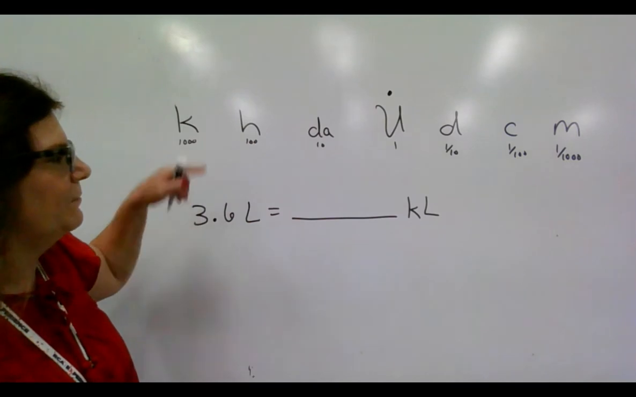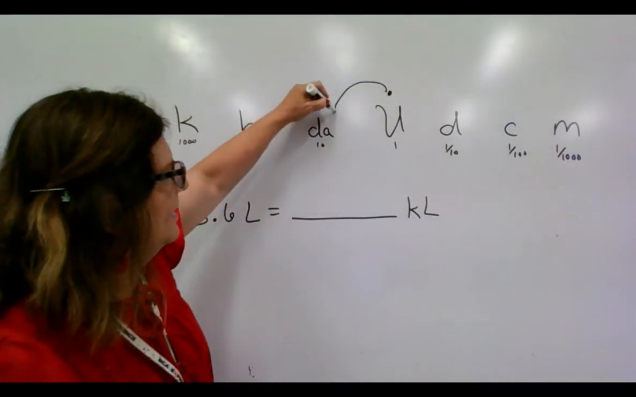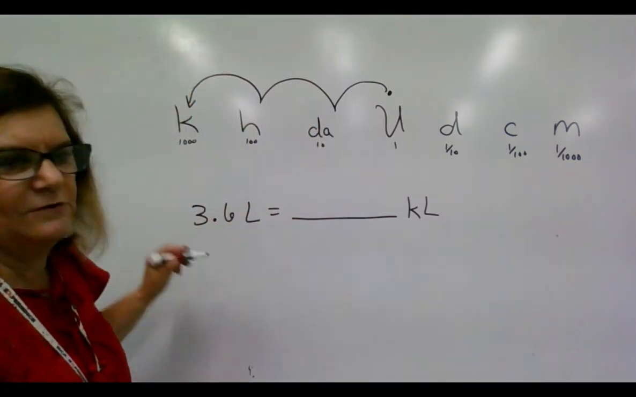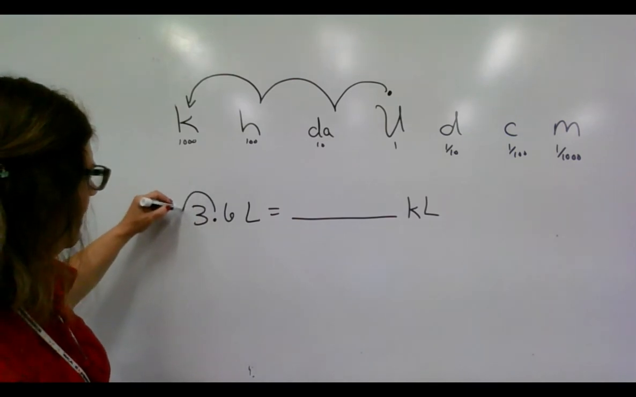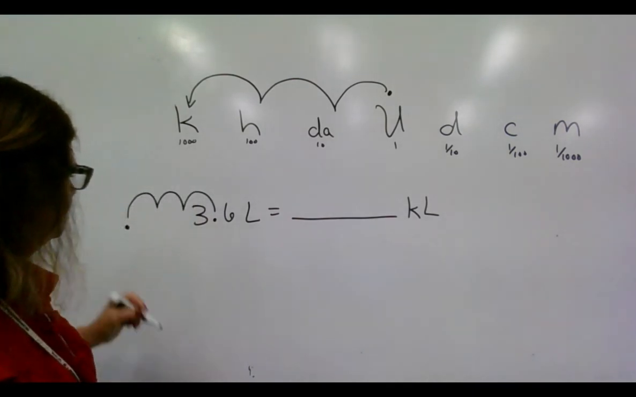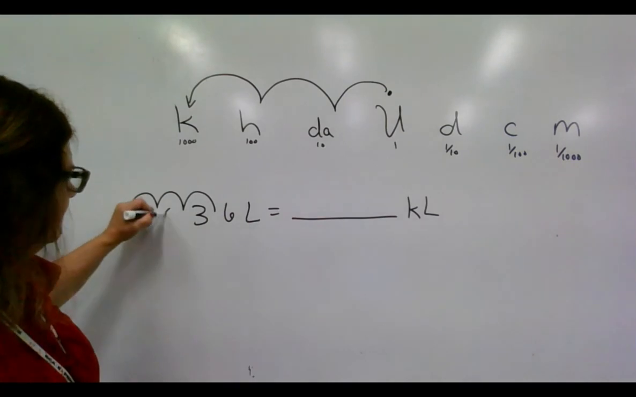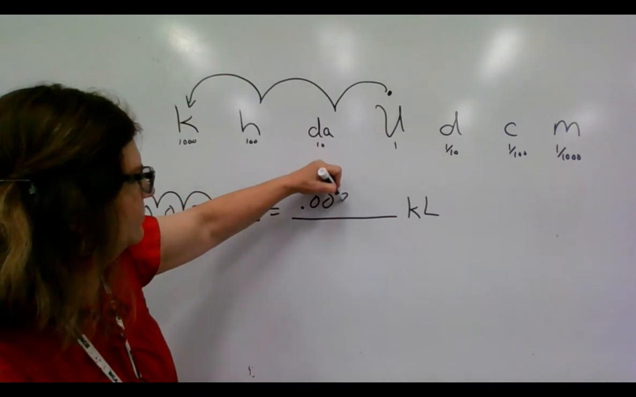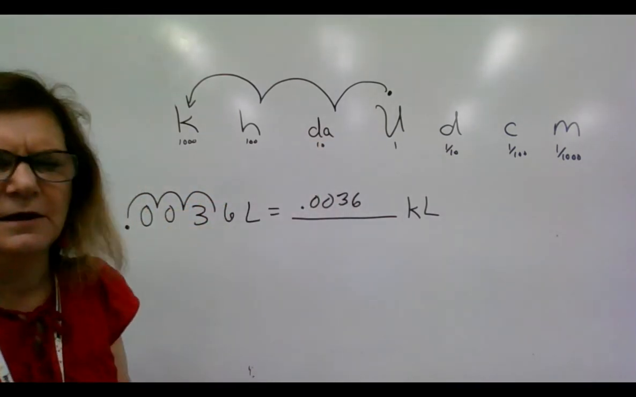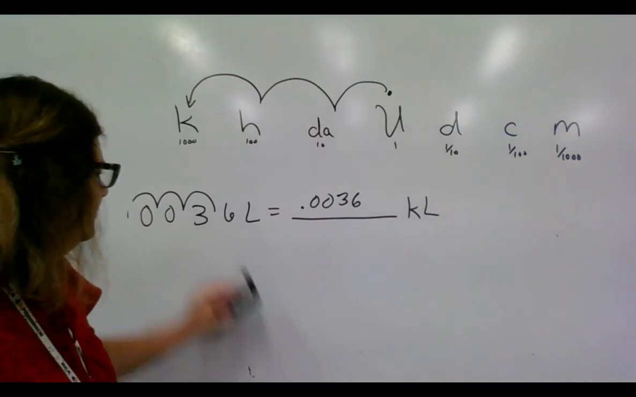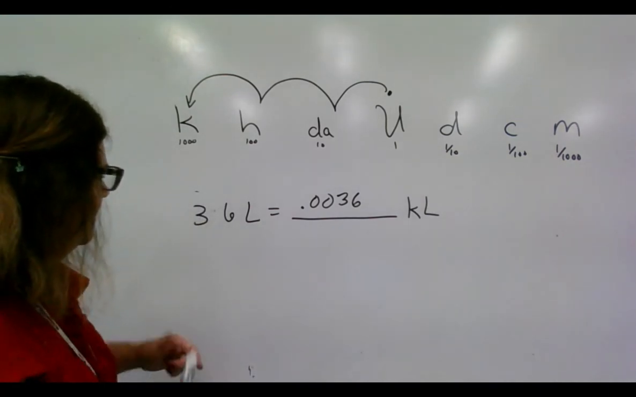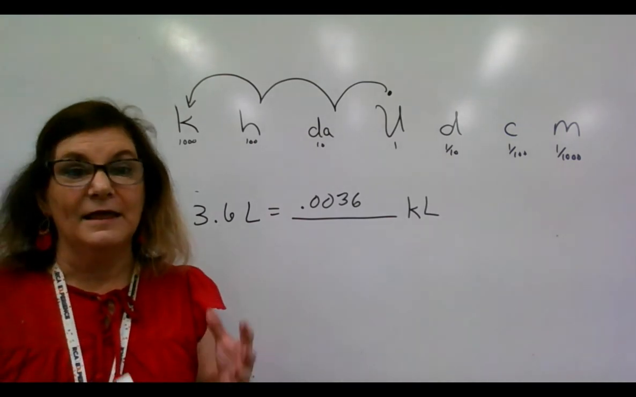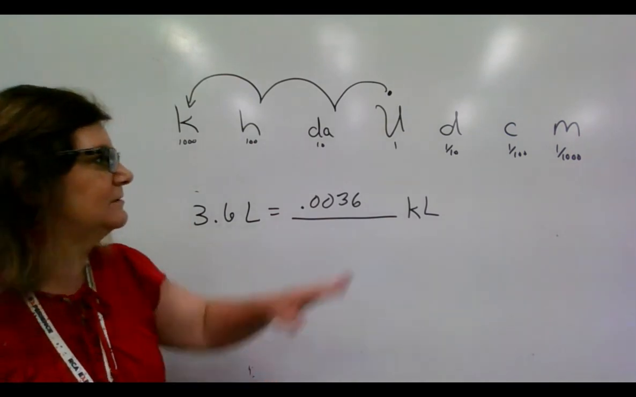Here is the kilo prefix. So I've got to jump to deca, to hecto, to kilo. That's 1, 2, 3 jumps. I'm going to take the decimal point and go 1, 2, 3 jumps. I've got 2 empty spaces to fill in, so my answer is going to be 0.0036 kiloliters is the same as my original starting of 3.6 liters. So that's how you quickly convert between prefixes in the metric system.